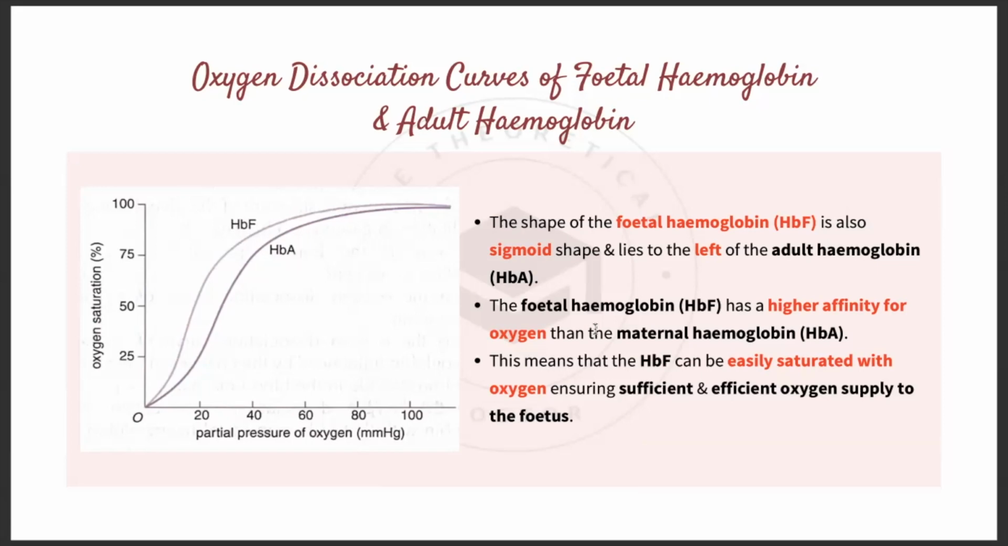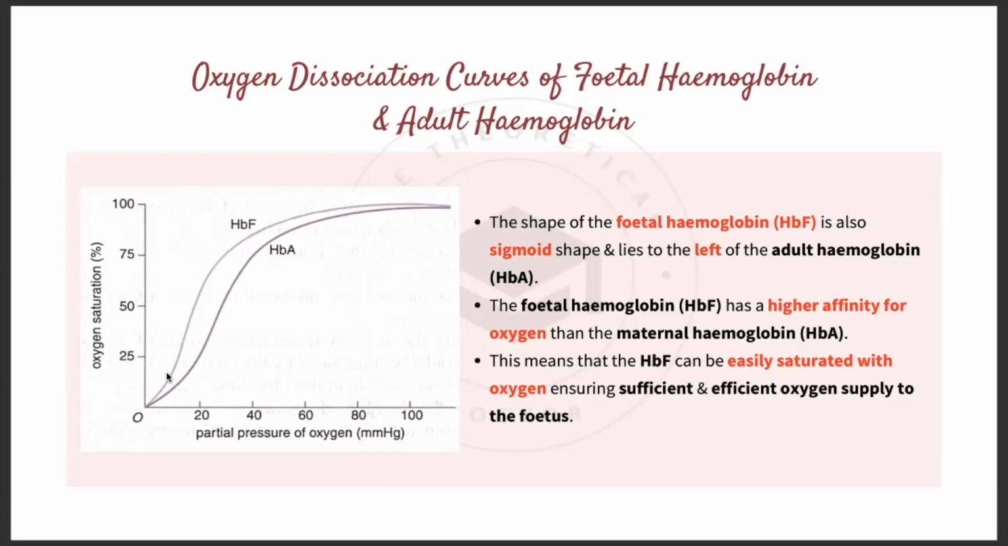Okay, so again, do check out my previous video on this, whereby I explain more on the structure of the adult hemoglobin. Because it lies to the left, it has a higher affinity for oxygen than the maternal hemoglobin. This means that the fetal hemoglobin can be easily saturated with oxygen, and this ensures sufficient and efficient oxygen supply to the fetus, because the fetus is growing and it takes the perfect timing. Obviously it's 9 months and it needs to grow, it needs lots of oxygen.